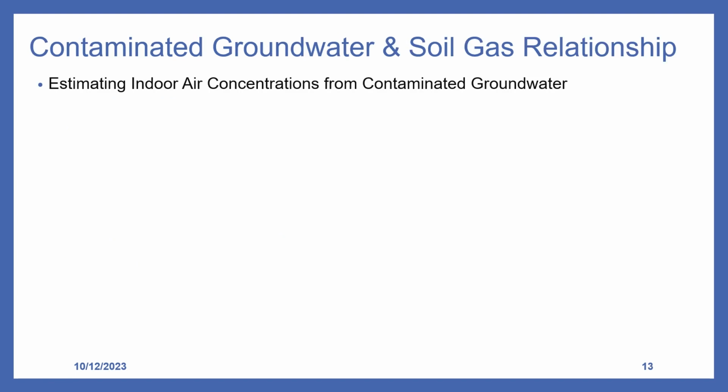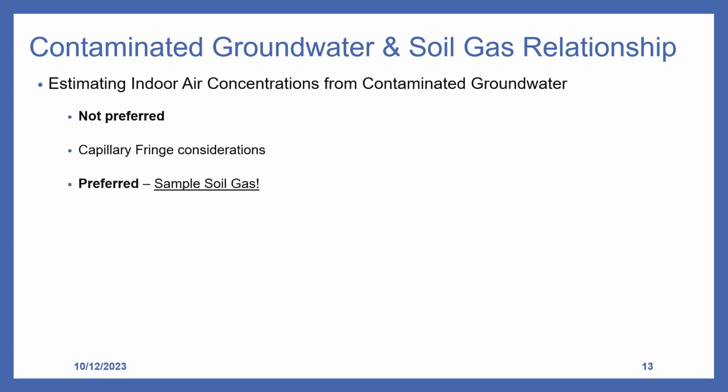Okay, let's talk a little bit about the contaminated groundwater and soil gas relationship. Indoor air concentrations can be estimated from groundwater concentrations. However, this method is not preferred, as a lot of error can be introduced. Additionally, if you're going to use this method, the capillary fringe needs to be considered, as its thickness and degree of contamination varies and creates a lot of uncertainty about the transport of chemicals through it. So the preferred method is to get that representative soil gas sample to estimate your indoor air concentration.